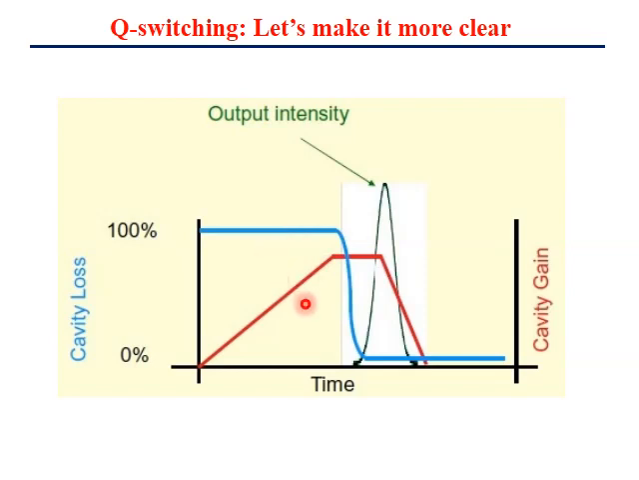Now let's try to understand it graphically. Initially, when the attenuator is on, when it is functioning, the cavity losses are very high, as you can see here. After some time, the cavity gain is increasing, and once this attenuator stops functioning, what happens? We get this very high output intensity.